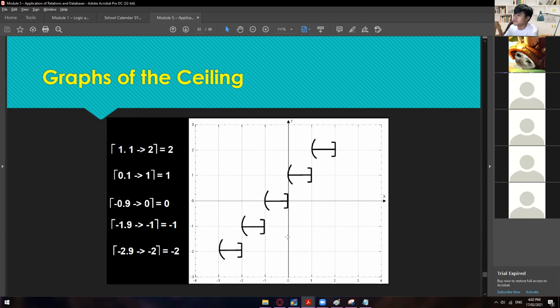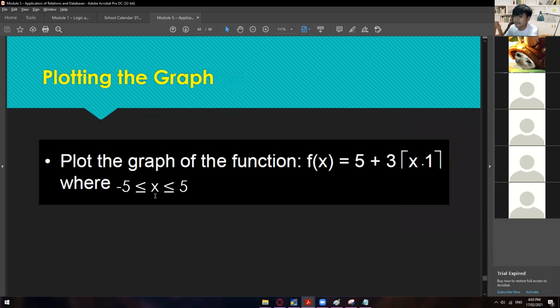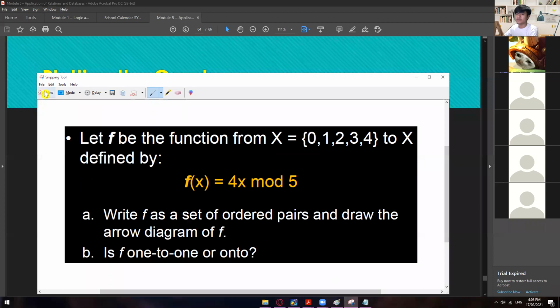All right. So were you guys able to follow this graph for the ceiling? Yes, sir. All right, it's good then. Let's have a final example: plotting the graph. Plot the graph of the function f of x is equal to 5 plus 3 times ceiling of x plus 1. The values of our x range from negative 5 to positive 5. All right, let's do this one.